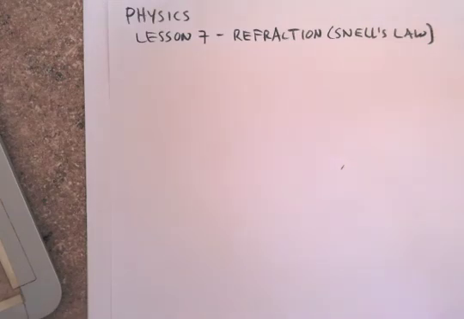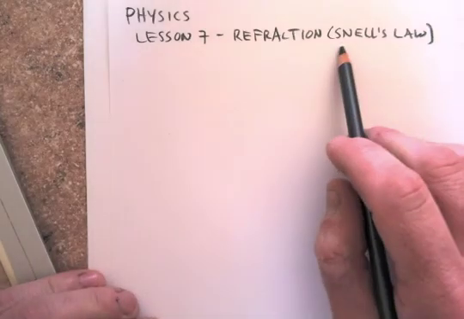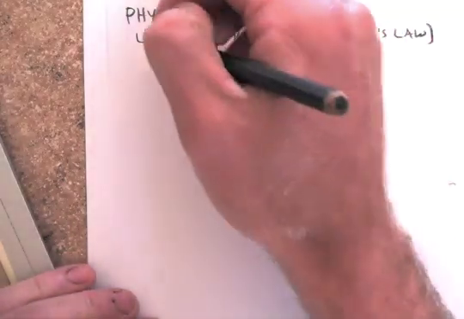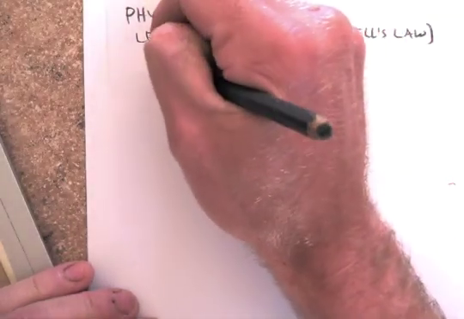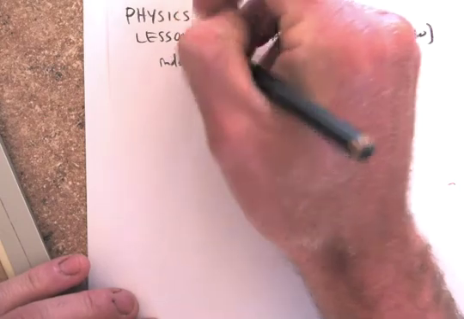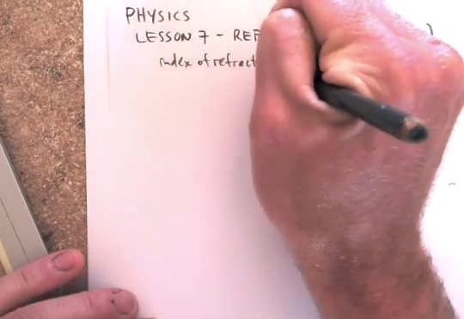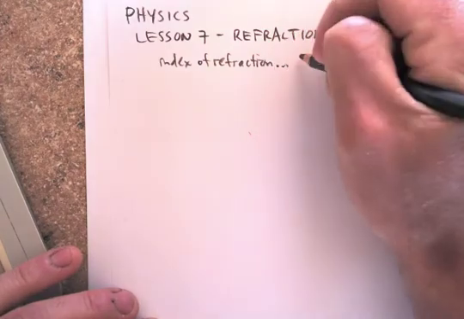All right, lesson 7 is all about refraction of light, getting into more like lenses and refraction. Snell's law is another name for the equation we're going to have. Okay, first thing you need to know is index of refraction is how much a material bends light.